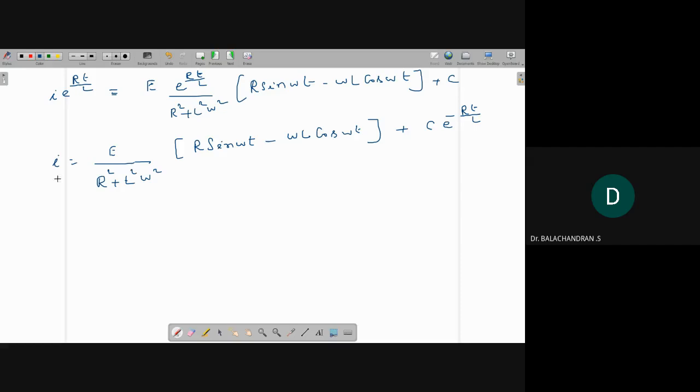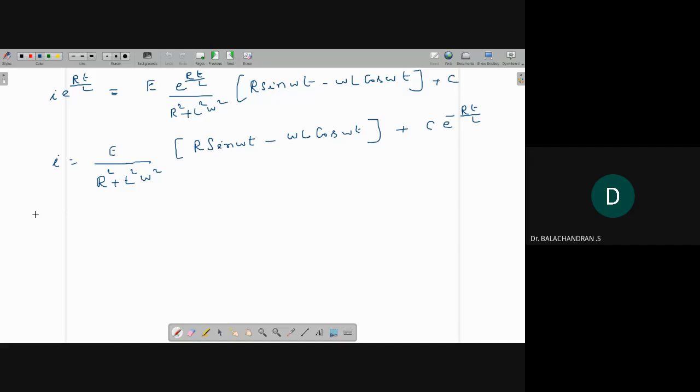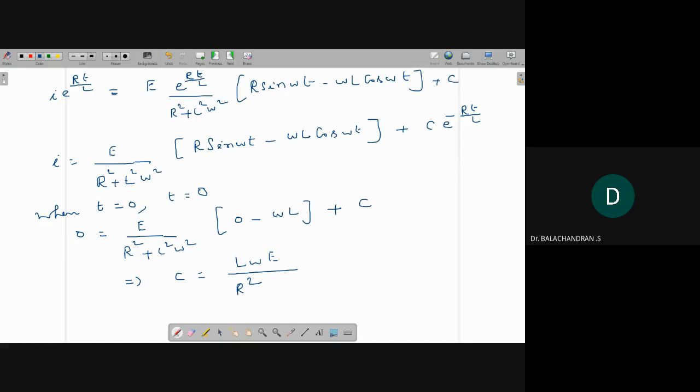So now, what is the initial condition given in the question? If initially there is no current, that means t equal to zero, I equal to zero. So using this condition, we have zero equal to E by R square plus L square omega square. So this is sine zero, this is cos zero which is one. So minus omega L, zero minus omega L plus C. So this implies C equal to L omega E divided by R square plus L square omega square. This is C.